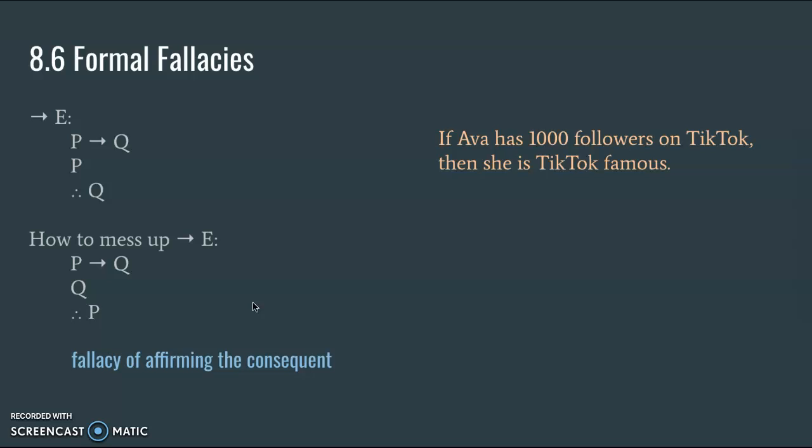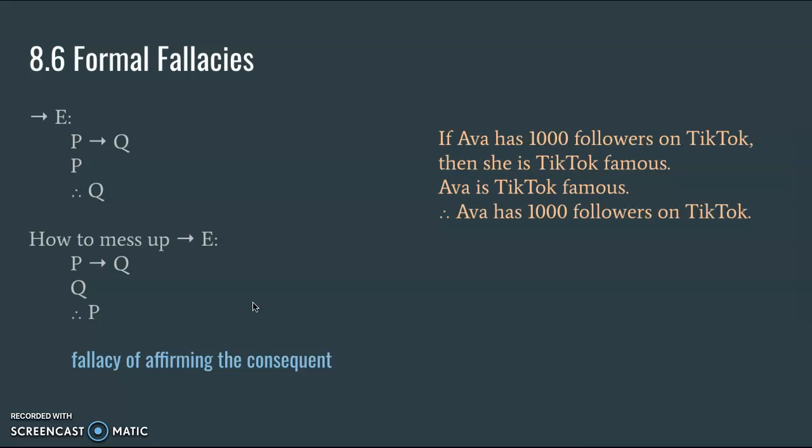So first premise, if Ava has 1,000 followers on TikTok, then she is TikTok famous. Ava is TikTok famous. Therefore, Ava has 1,000 followers on TikTok. Certainly, we can imagine that both of these premises could be true while the conclusion is still false.